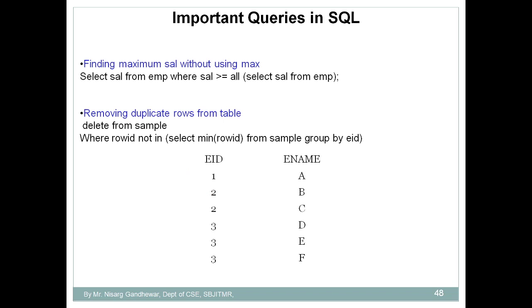Now here you can see that I have created one sample table which has two attributes. One is the employee ID and the second is the employee name. Employee ID is 1, employee name is A, employee ID is 2, name is B. Again employee ID 2 is repeated, the name is C. Similarly employee ID 3 is repeated thrice. So in this sample table there is duplication of employee ID. We want to remove it. We need to remove this duplication permanently from the table. So how can we do this?